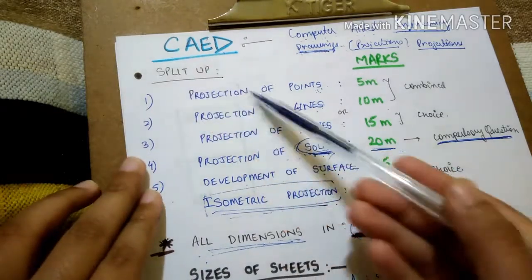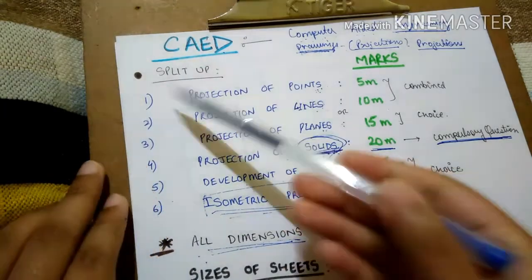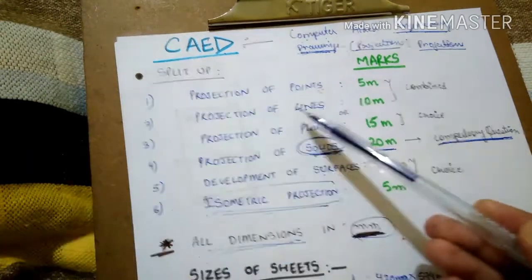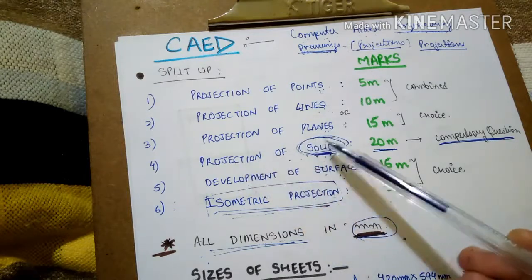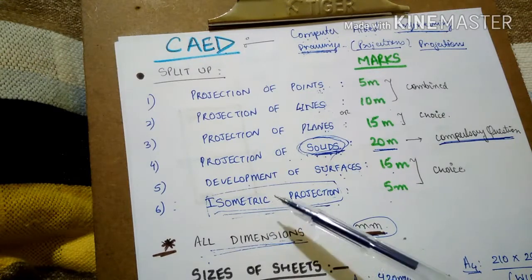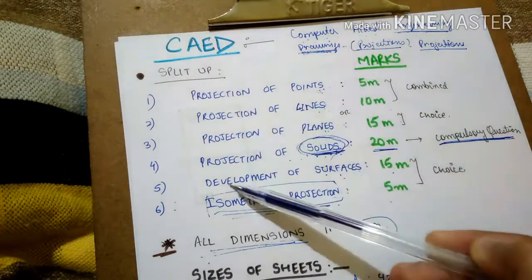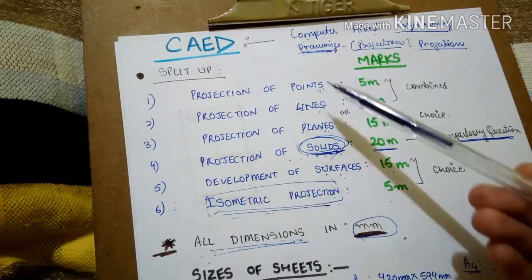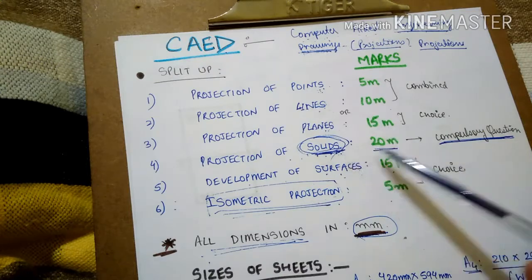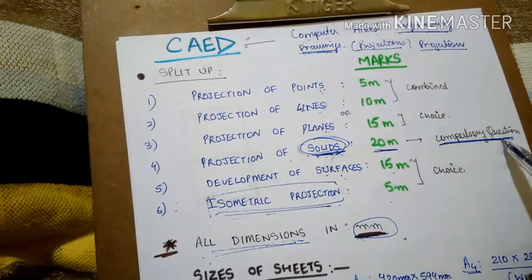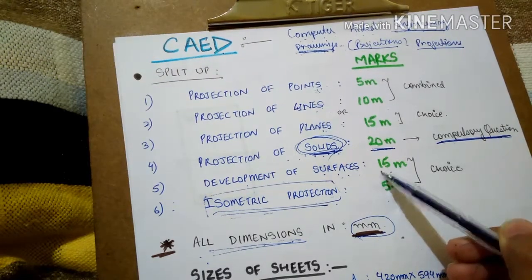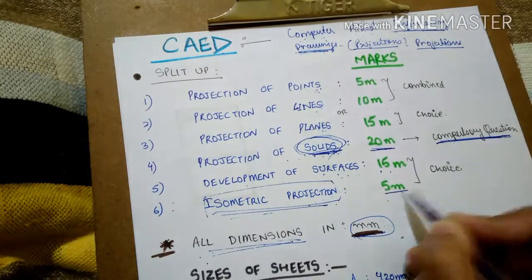Now coming to the split up of this CAD, we have 6 topics as per the semester. The first topic is projection of points, then projection of lines, projection of planes, projection of solids, development of surfaces, and the last is the isometric projection. This isometric projection is quite different from all these 5 topics. Now the first topic accounts for 5 marks, the second lines is for 10, planes 15, solids 20. That is a compulsory question in the question paper. The development of surfaces is for 15 marks. Isometric projection is for 5 marks.